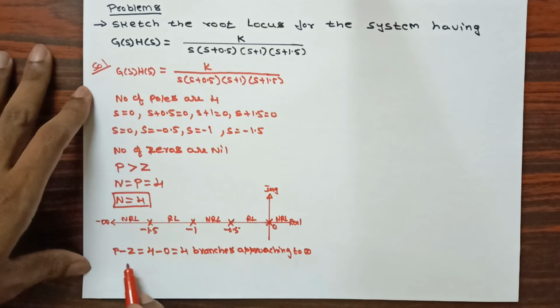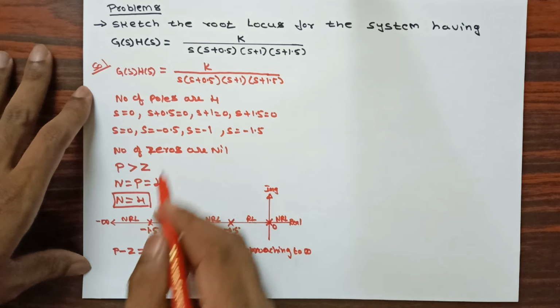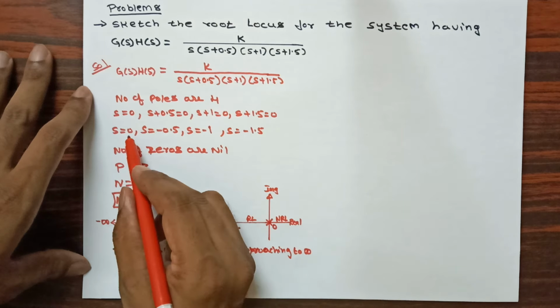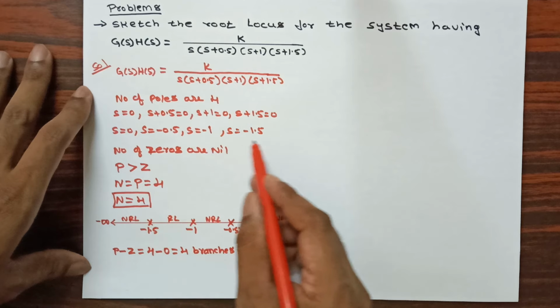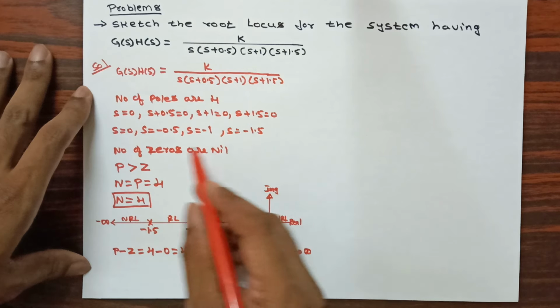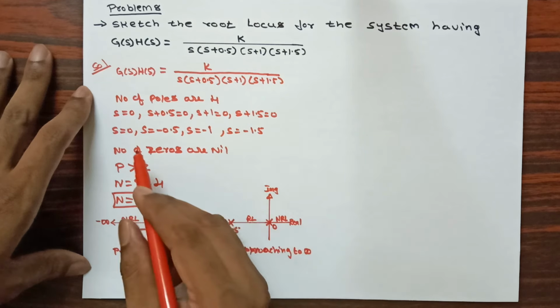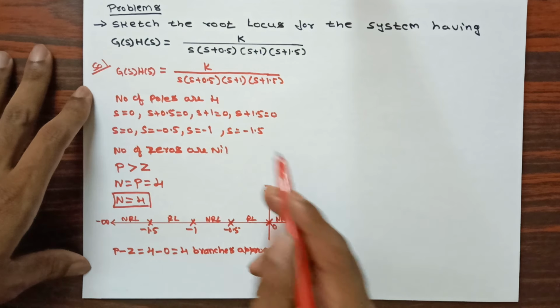So in this way we have considered here also that the number of poles minus the number of zeros is equivalent to 4 minus 0, which is equivalent to 4 branches approaching infinity. Now the starting points in this, we know that the starting points are 0, minus 0.5, minus 1 and minus 1.5, and for these starting points the end points are infinity, infinity, infinity, infinity.